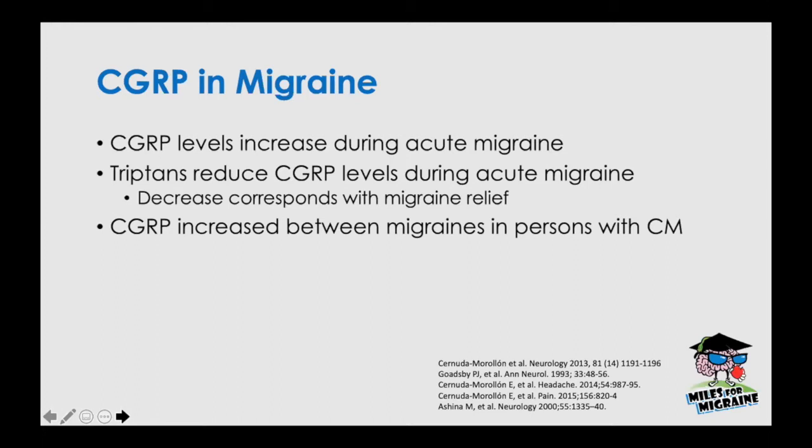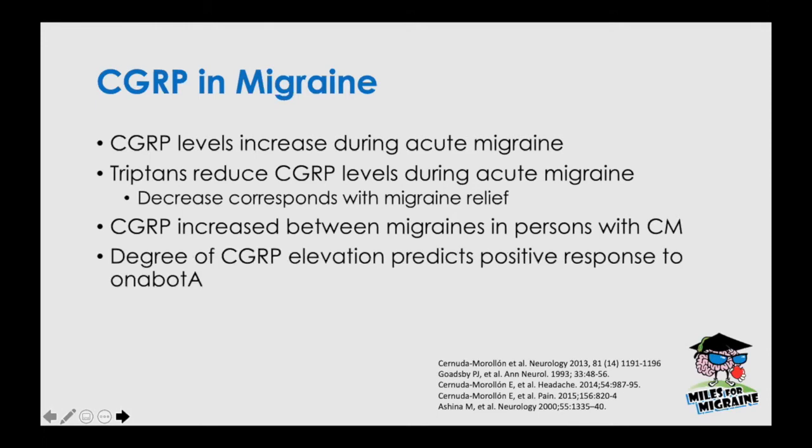So someone who has more than 15 headache days per month, or even more than that, has been shown to have elevated levels of CGRP as compared to someone who has no migraine or even episodic migraine. And then the degree of elevation of CGRP predicts a positive response to Botox. So when patients get Botox and then right before their next round, we measure their CGRP. If the levels are elevated, we can see a more robust response.